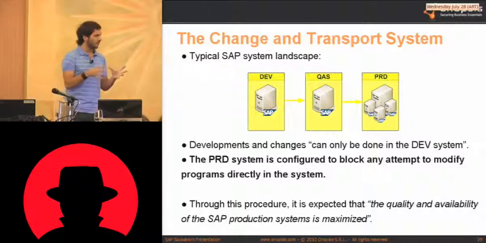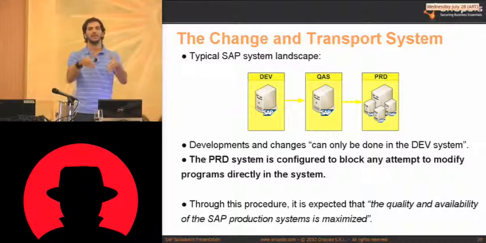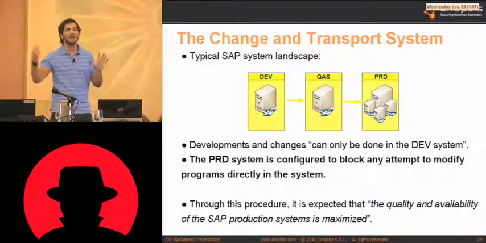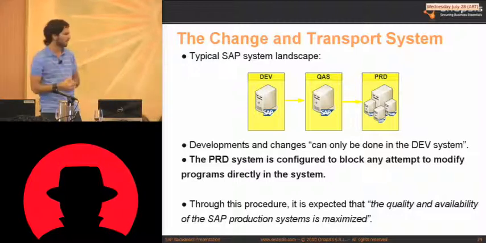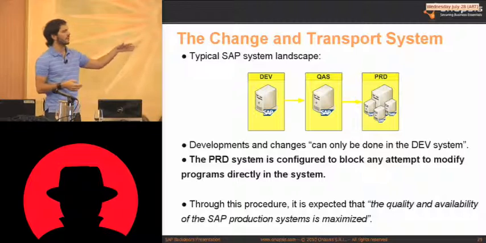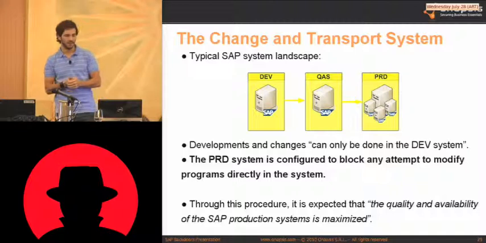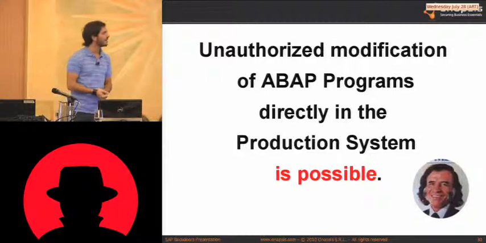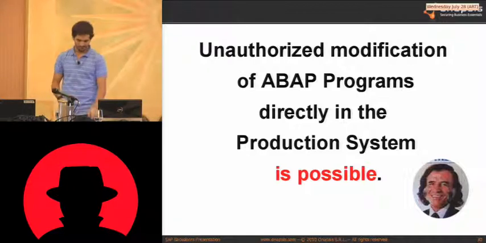The production system is configured to block any attempt to modify or create a new program directly in that system. Every change to be made in the production system must have followed all these steps and this transport workflow. Through this procedure, it's expected that the quality and availability of the SAP production system is maximized. Okay? But the problem is that we have this guy again, Menem, that's still boring. And he says that unauthorized modification of ABAP programs directly in the production system is possible. So let's see why.